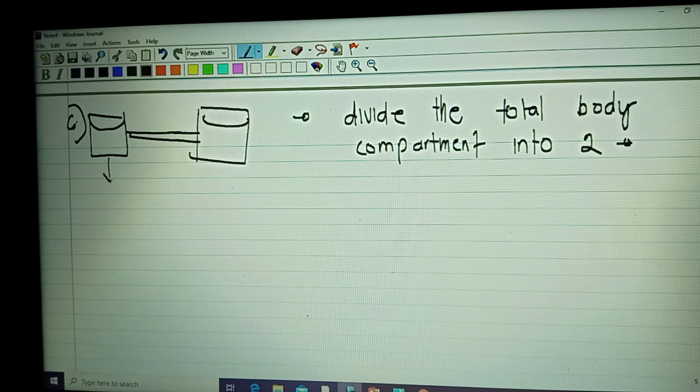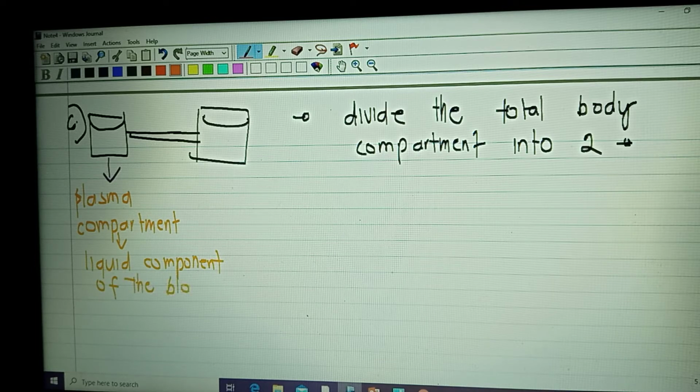Okay. This figure represents your plasma concentration, your plasma compartment, which, as we are all aware, is the liquid component of the what? The liquid component of the blood.